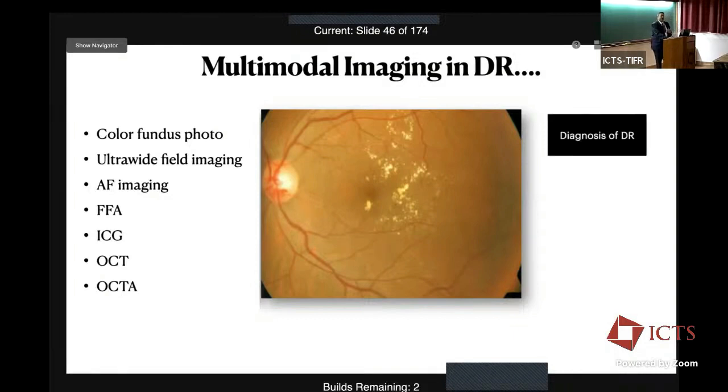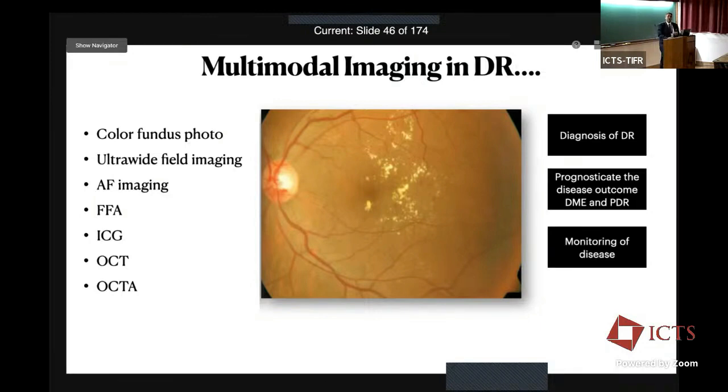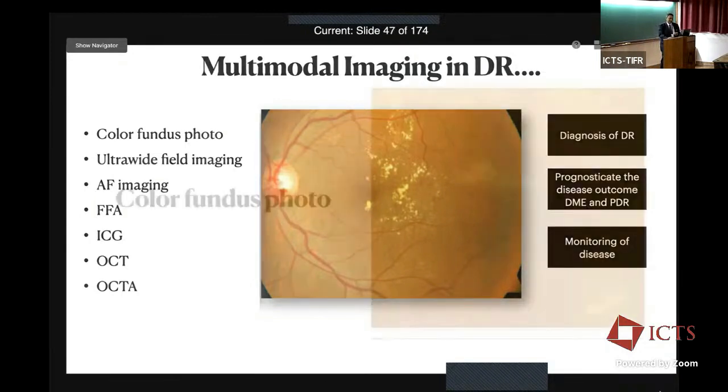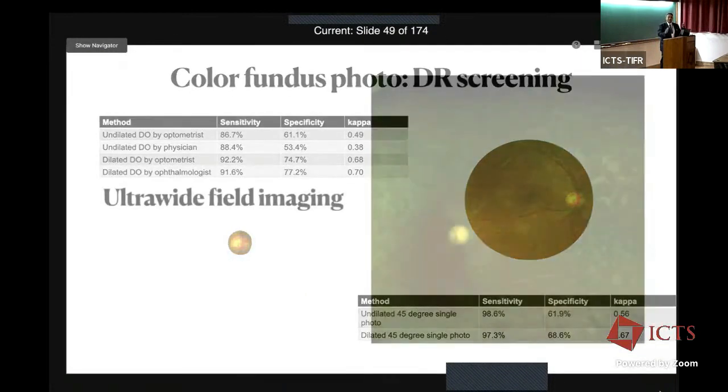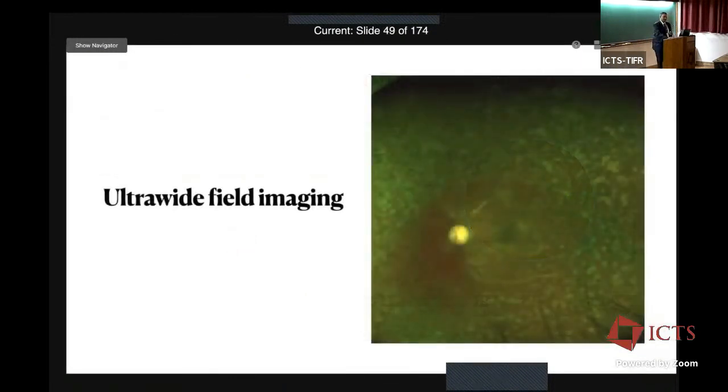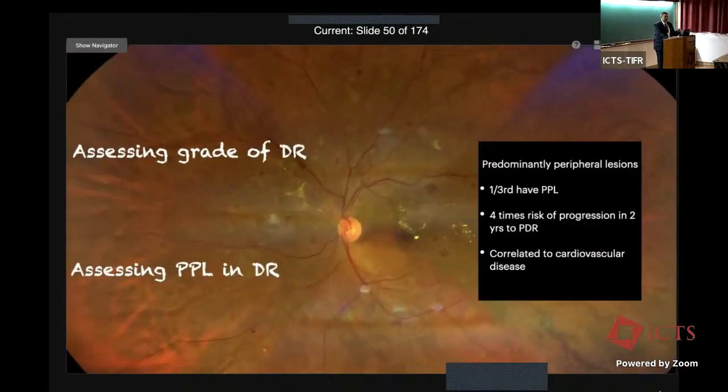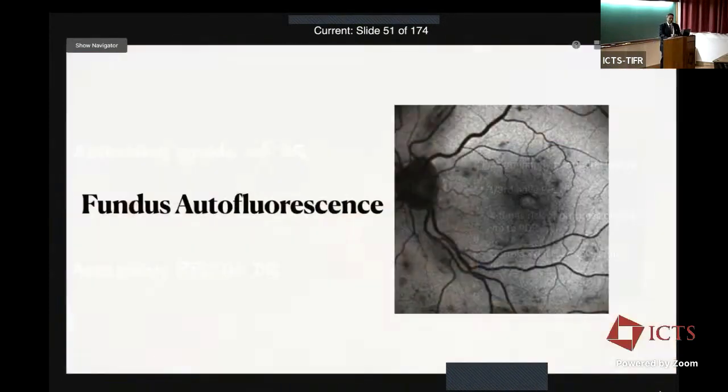They use it to diagnose retinopathy. It can help in prognosticating a case, the disease outcome in cases of diabetic macular edema and proliferative disease, and also helps in monitoring the disease. Color fundus, I've already spoken about. The bigger images are better, exactly what I showed. It helps in grading retinopathy, and now we have AI in diabetic retinopathy.